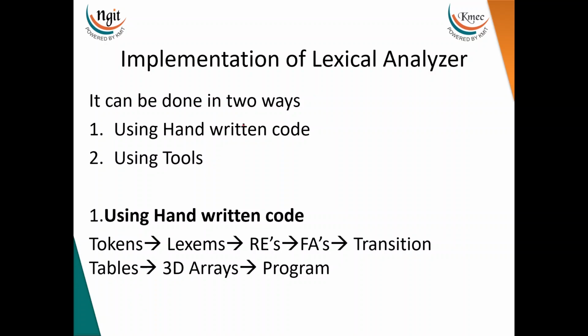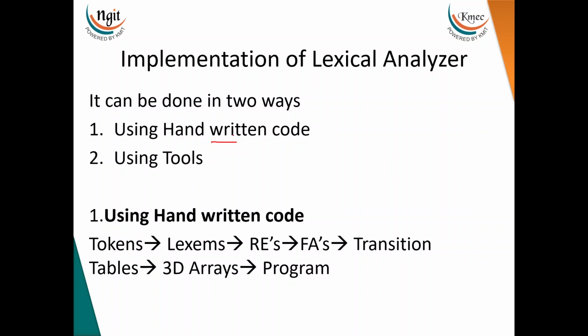Even the lexical analysis can be done in two ways. One is by writing our own handwritten code, like Dennis Ritchie wrote the code for each and every phase on his own. At that time there were no tools available. Now if you want to develop a new compiler, there are so many tools available in the market for lexical analysis, syntax analysis, semantic analysis, for all.